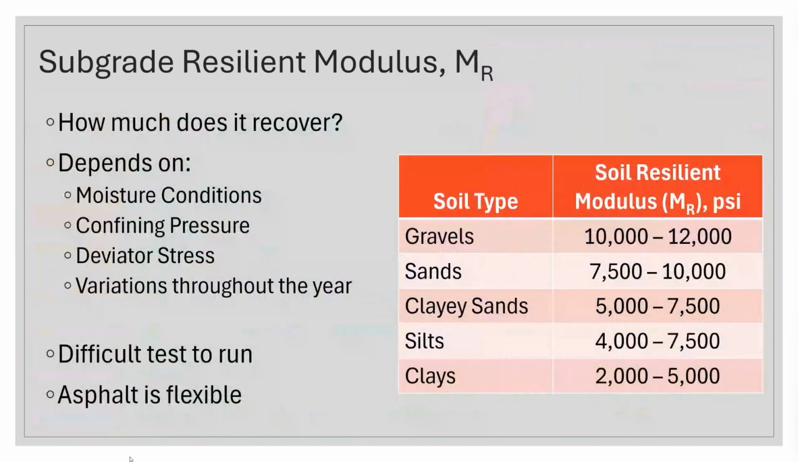Now, subgrade numbers, the resilient modulus numbers, that is really a description of how much it recovers after the load is applied. It's going to depend on moisture, depends on confining pressure. If I can hold all of that really still, let's say you put Play-Doh in a box and it couldn't move very much on most of the sides, it's going to tend to hold its shape because it has that confining pressure on the sides. And then deviator stress, how much load is placed on it, and then how does that change throughout the year? That kind of goes back to some of the moisture conditions, but also freezing and thawing, different behaviors.